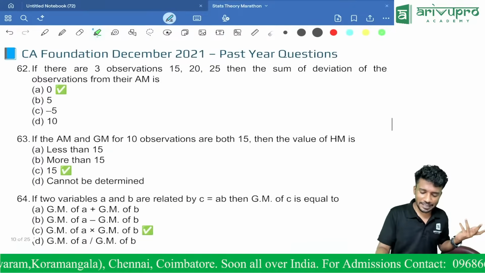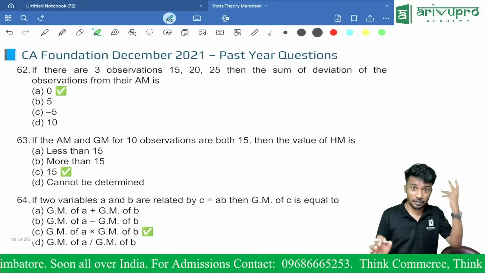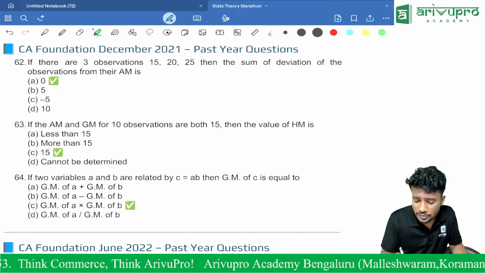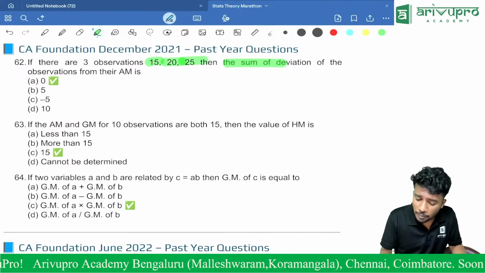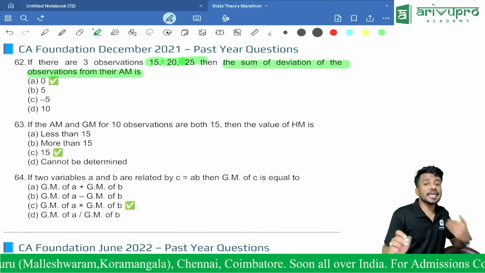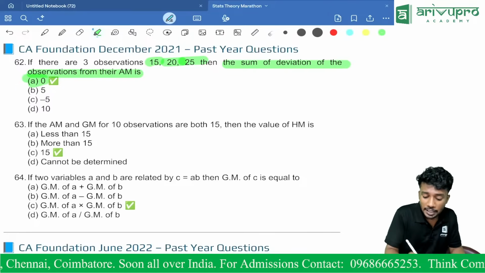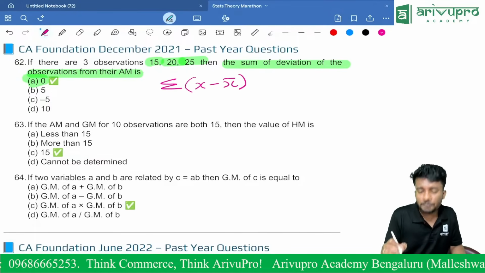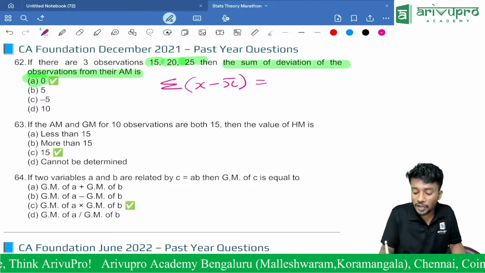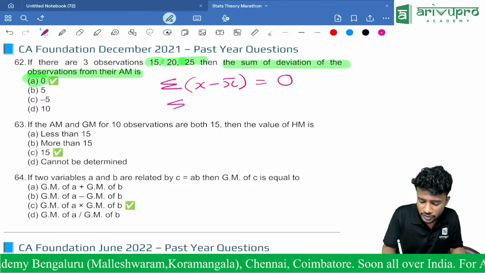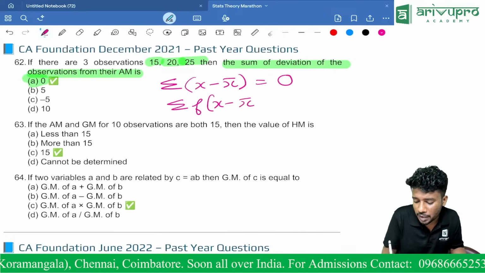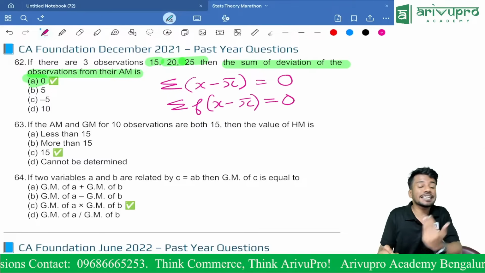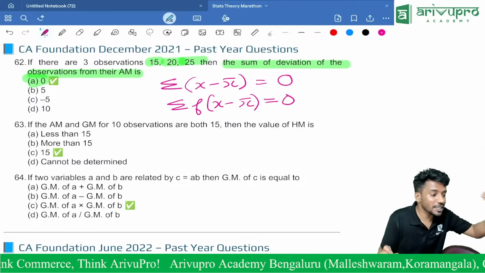Then the combined harmonic mean formula, we already solved that the day before. If there are three observations 15, 20 and 25, then the sum of the deviation of the observations from the AM is how much? 0. This we also told. What did I tell you? Sigma x minus x bar will always be equal to 0, or sigma f into x minus x bar is equal to 0. The sum of their deviation is always 0.